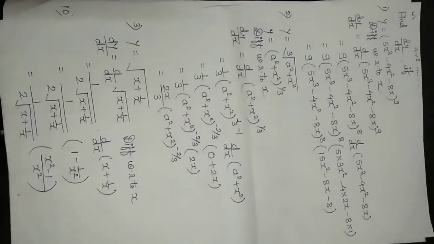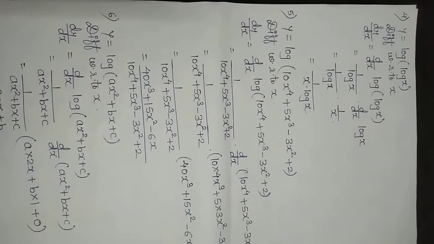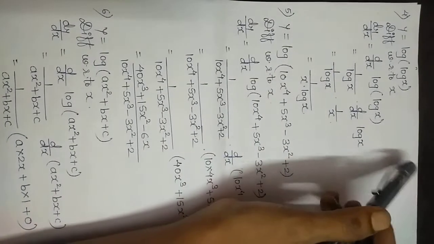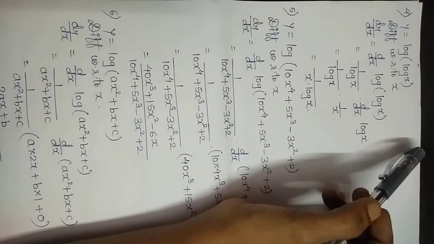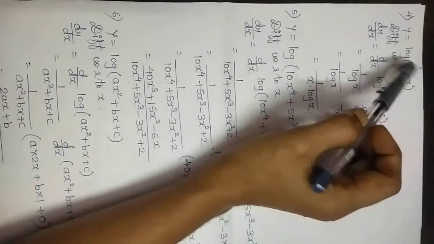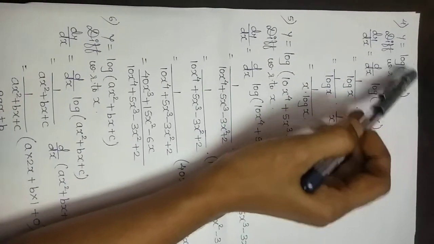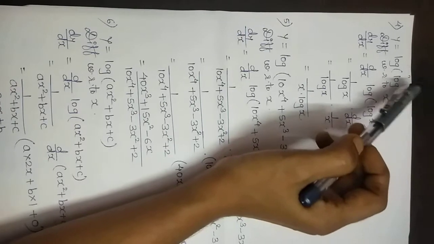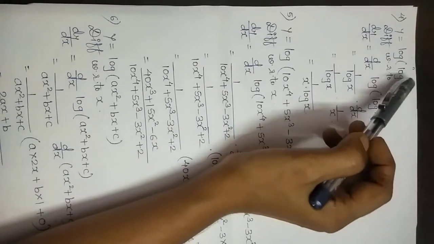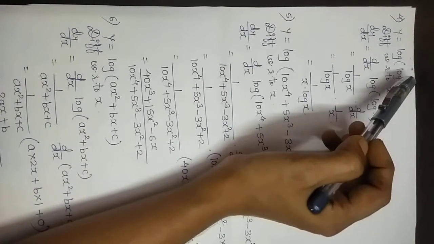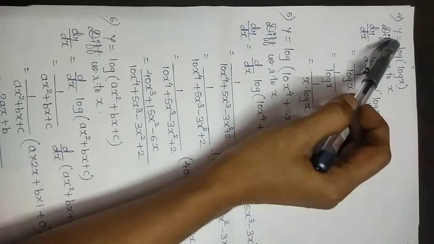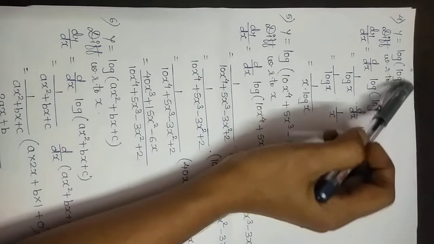Now we consider the next question, question number 4. y is equal to log of log x. Here first we will decide which term we are going to consider as x. So this log x, which is given in the bracket, we are going to consider as x. So while reading this, our question will be y is equal to log x.